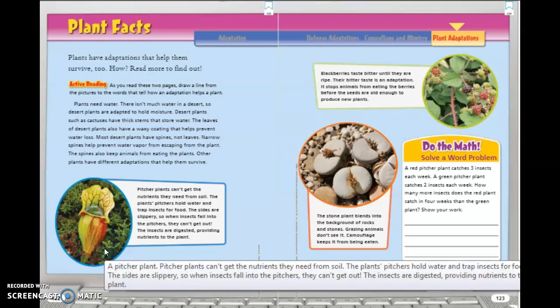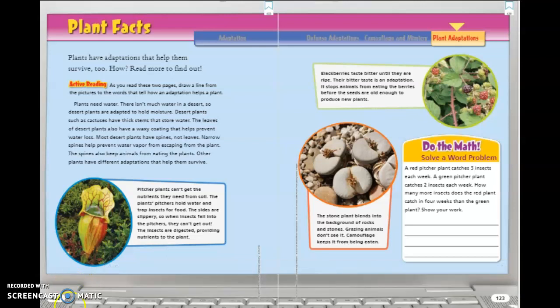Okay, what you should have done is take, for the red pitcher plant, the 3 insects a week it can eat and multiply that by 4. So the red plant can eat 12 insects over the 4-week period. The green plant can eat 2 insects a week. Multiply that by 4 and you would have 8 insects for the green plant over the 4-week period. You would take 12 minus 8, and the red plant would catch 4 more insects over the 4-week period.